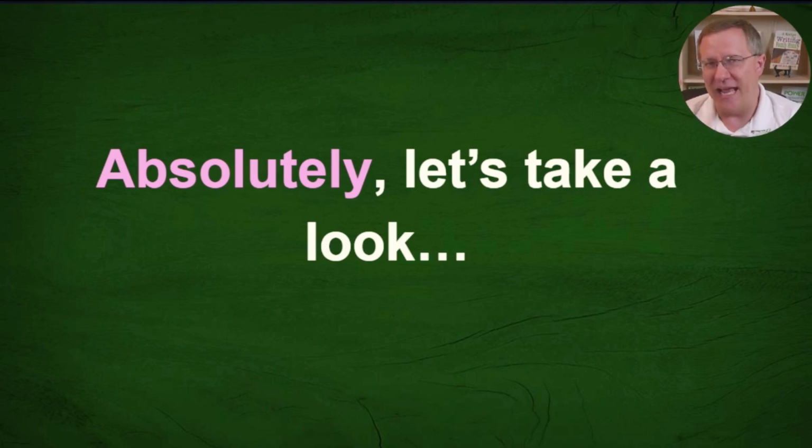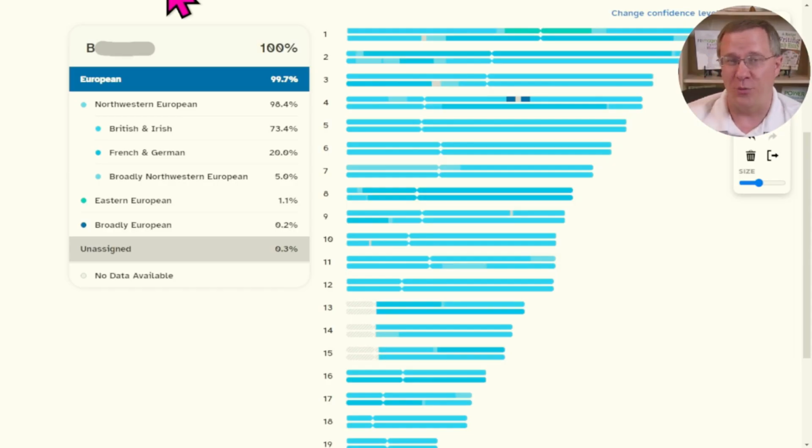Now, let's not just answer that question, but let's actually go in and look at what that looks like. And for that, I'm going to use 23andMe. Why? Because I love their chromosome painting of your ethnicity results on each one of their chromosomes.